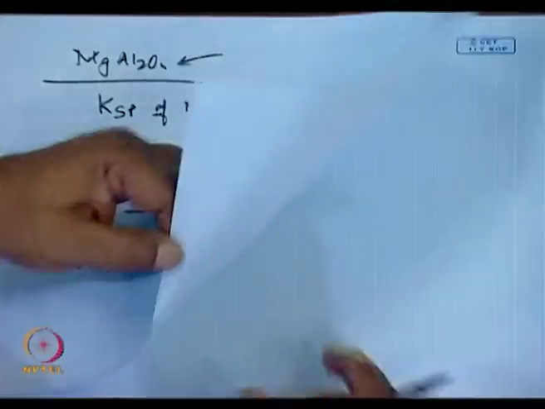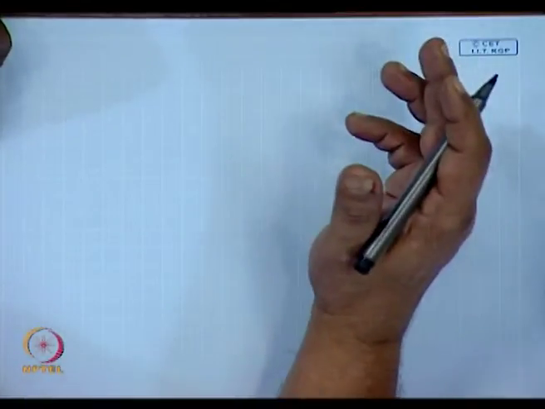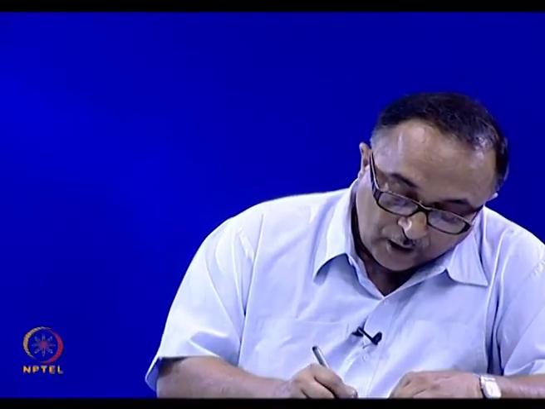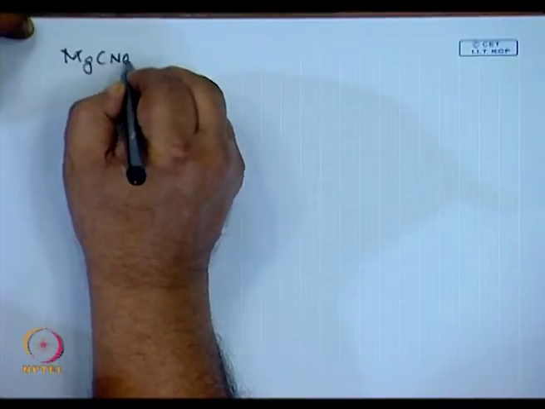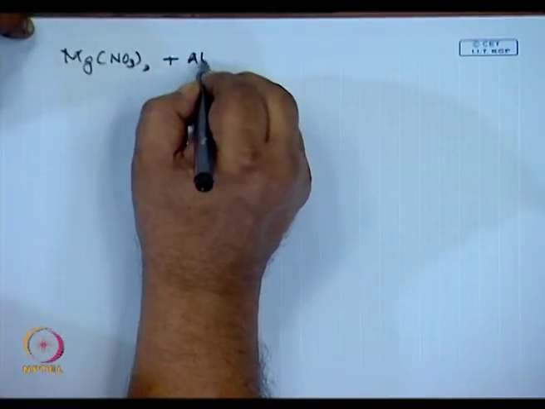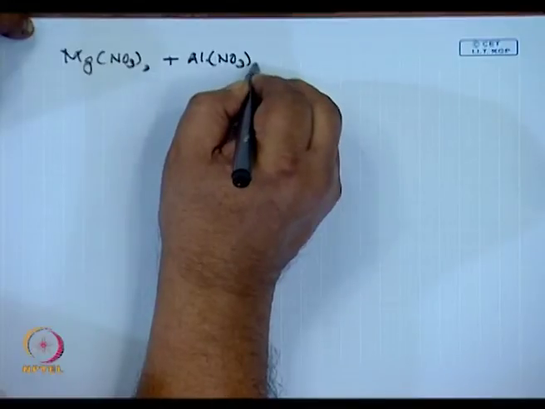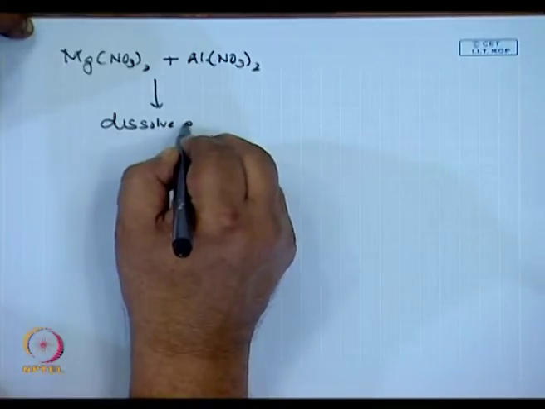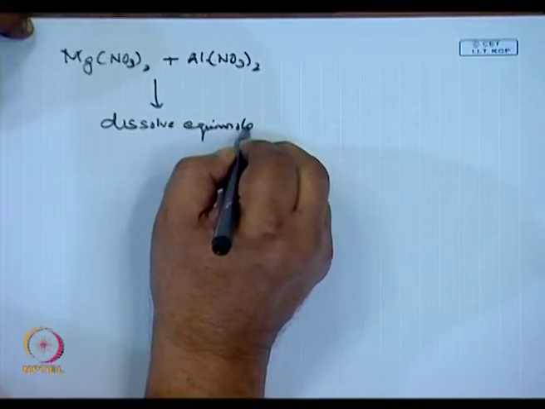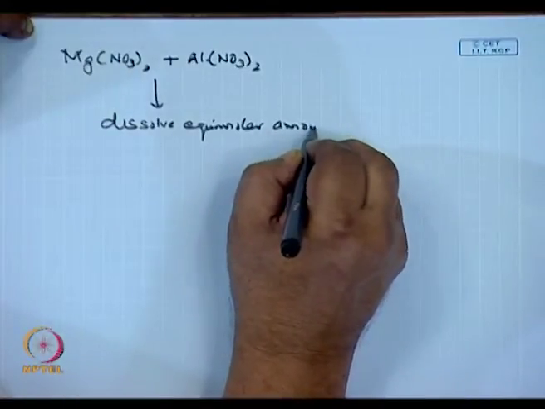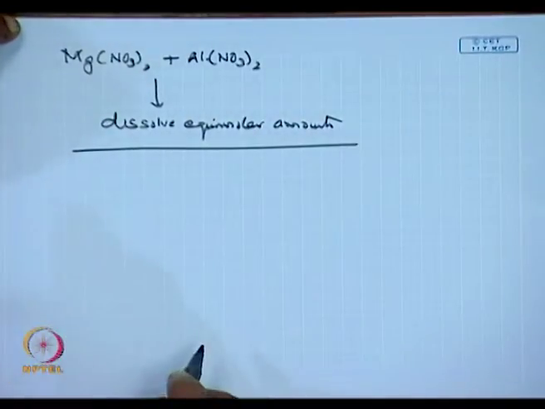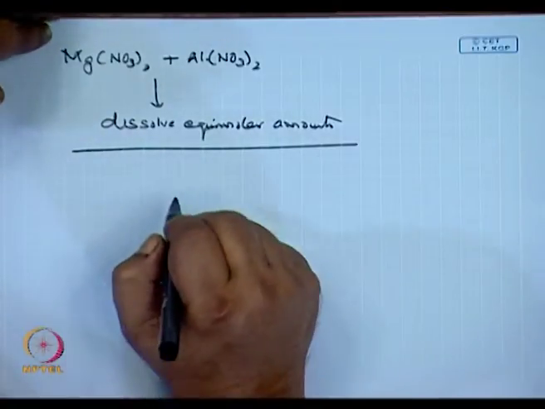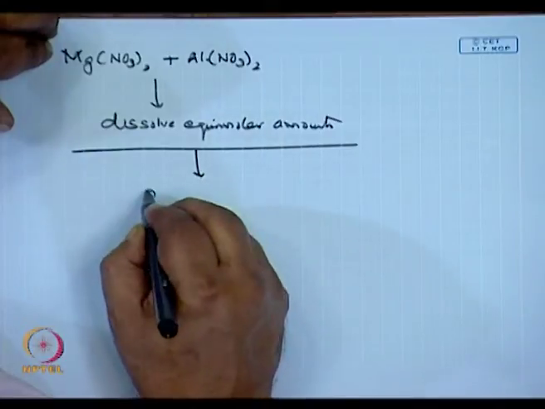One of the ways we make magnesium aluminate ultrafine powders is, we take magnesium nitrate plus aluminum nitrate, dissolve equimolar amounts, and then we do spray pyrolysis.